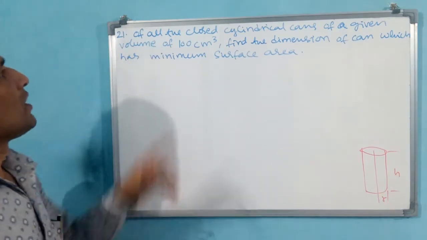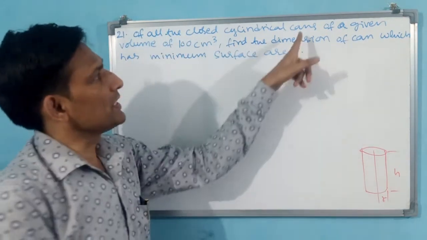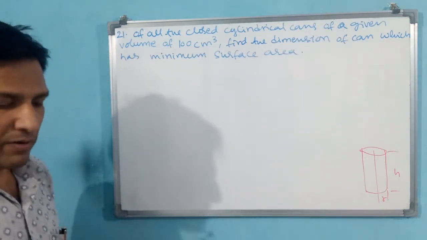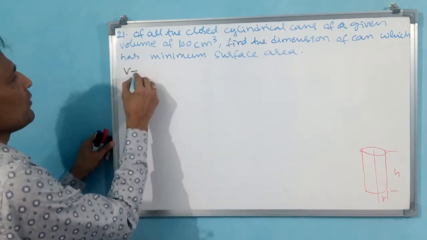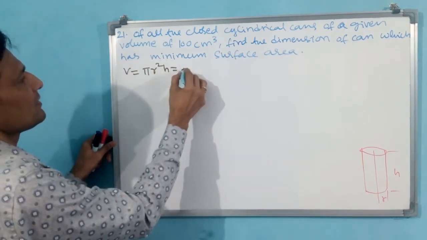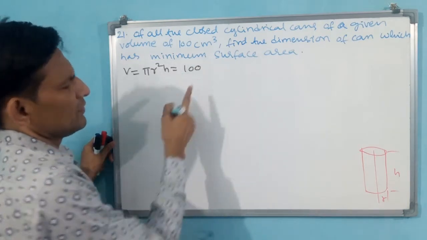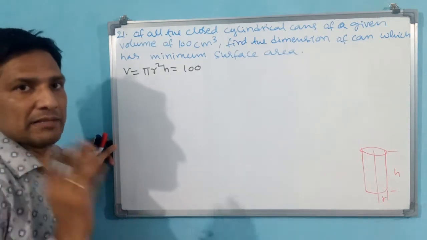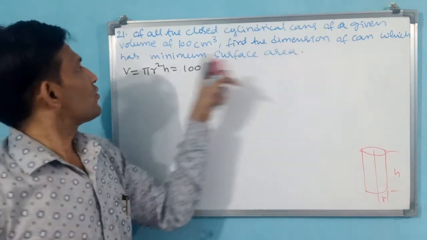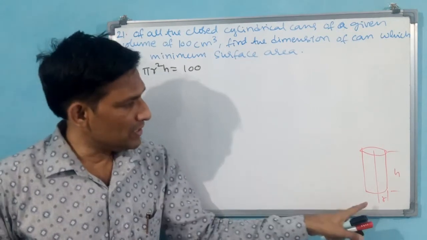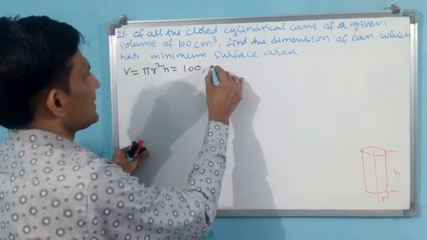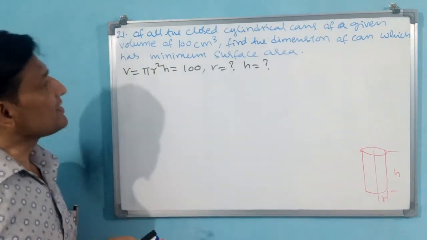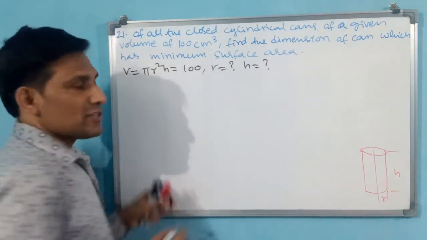Let us first study. Of all the closed cylinder cans of a given volume of 100 cubic centimeter. That means here volume is already given. See what I am writing. Volume V is equal to pi r square H is equal to 100. Cubic centimeter I am not writing, 100. Pi r square H is equal to 100, they have given already. Find the dimensions of can which has minimum surface area. You see, dimensions of can means, what he is asking, R is equal to question mark, H is equal to question mark. But one hint they have given. What is that hint? Minimum surface area.